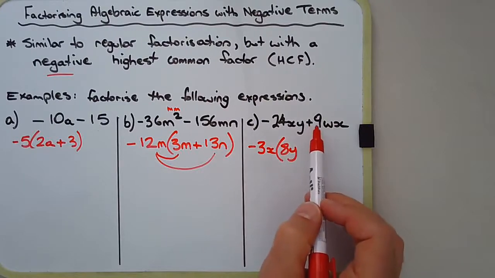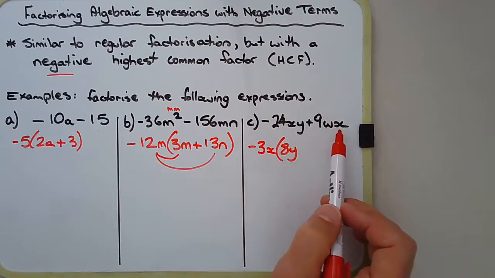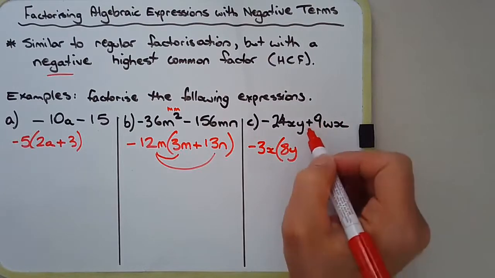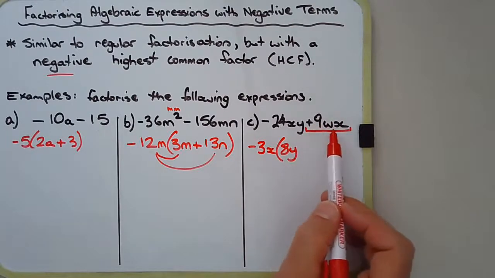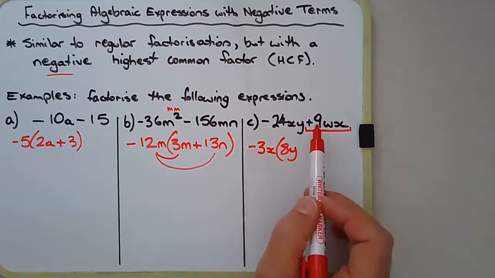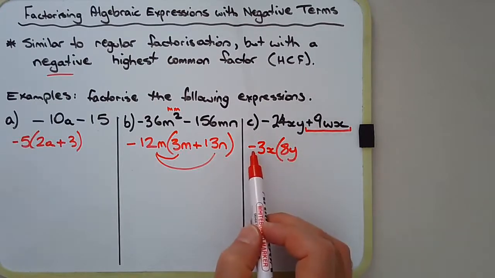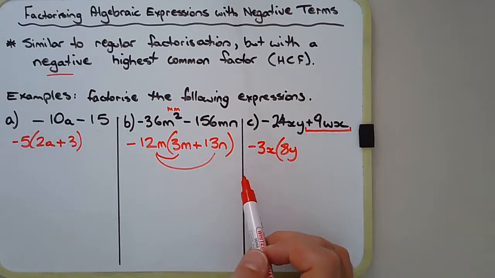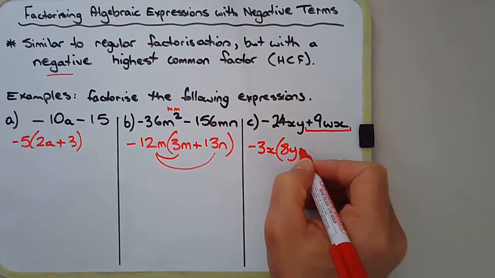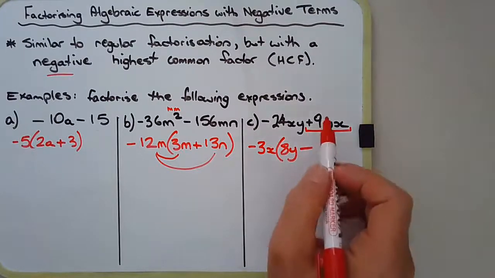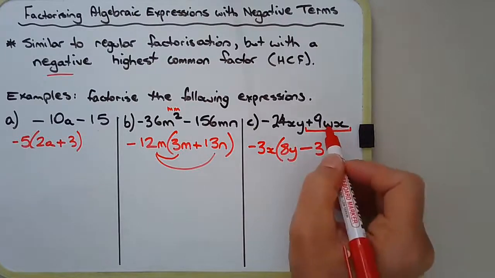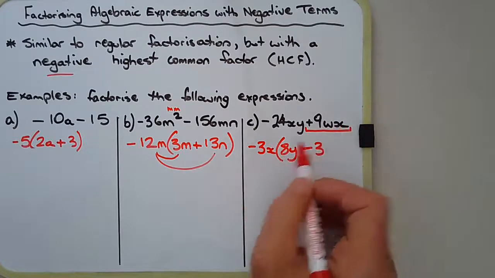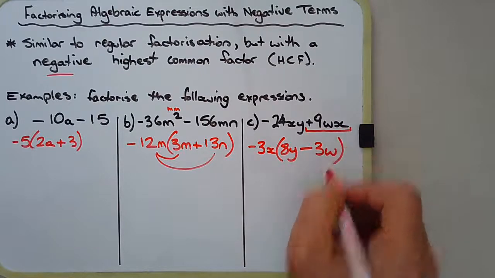And what about positive 9wx? I might just underline that there. Positive 9wx divided by negative 3x. Positive divided by negative, if you think back to the rule of division and multiplication with negatives and positives, that will give you a negative. 9 divided by 3 gives you 3. Wx divided by x, the x's disappear and we're left with w.